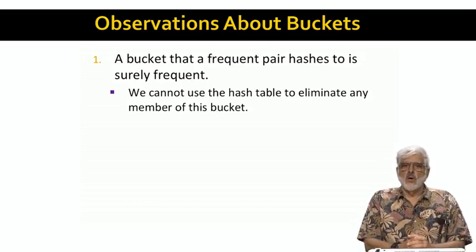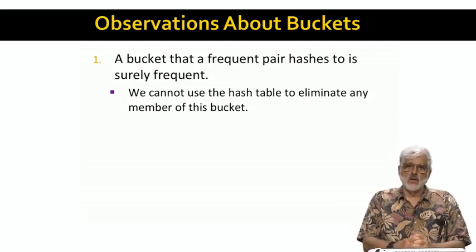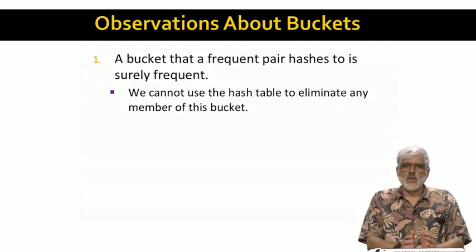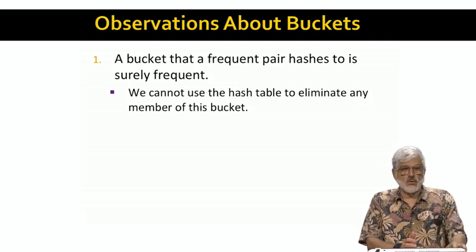We can hope that at least one member of the pair is not a frequent item, because that will inhibit us from counting the pair on the second pass. But sometimes you will have a pair that is not frequent, but both of its items are frequent and it hashes to a frequent bucket. That pair will be counted on the second pass even though it is not frequent.